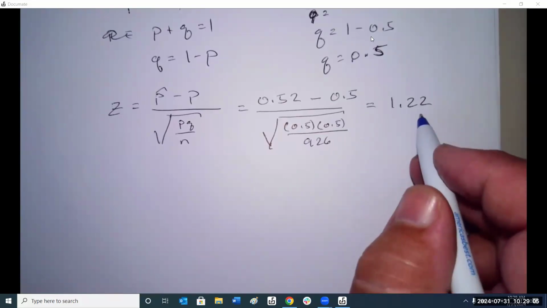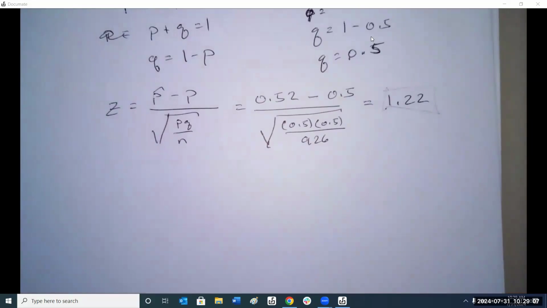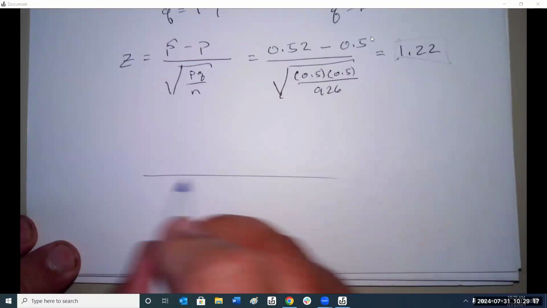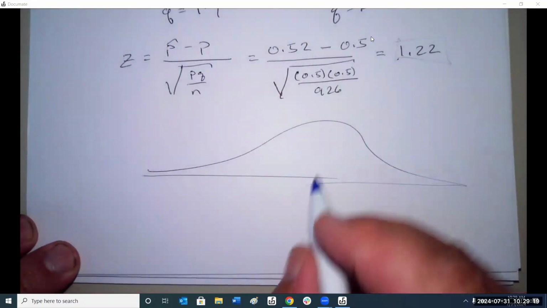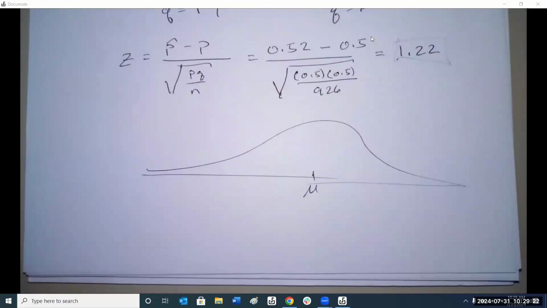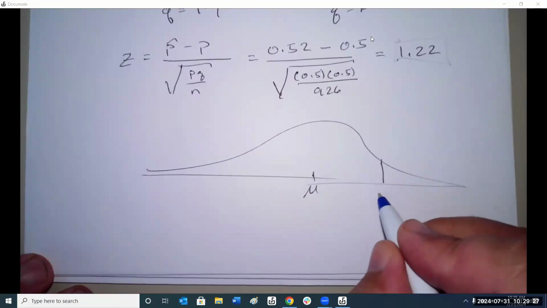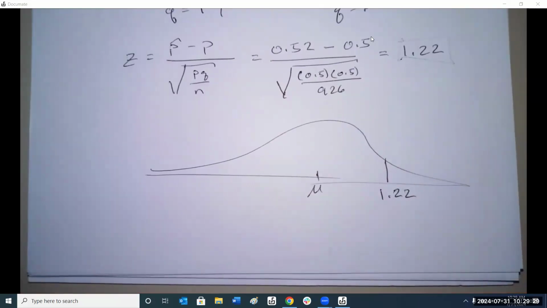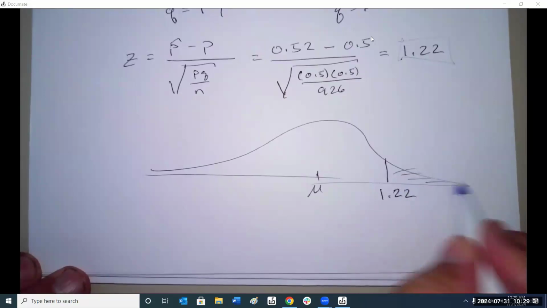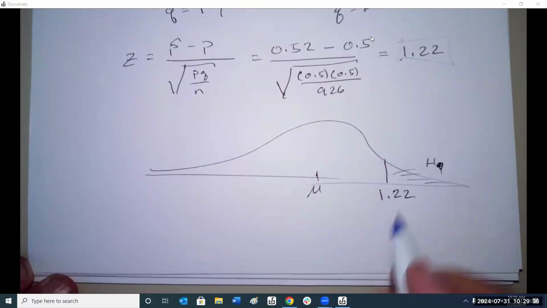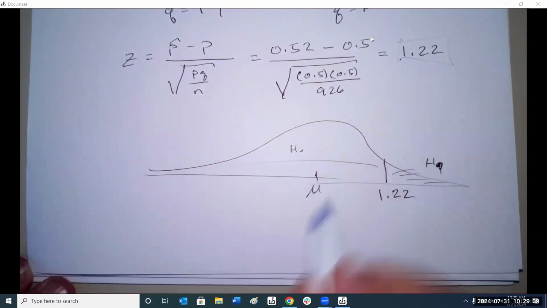So this pretty much helps us define our critical value. That is going to be our critical value. If we're looking here, it is 1.22 to the right. Anything higher than that is for our alternate hypothesis, H1. Anything below there is H sub 0.